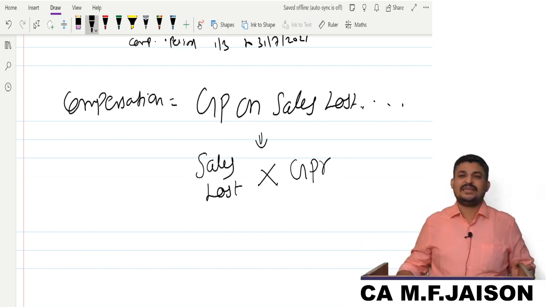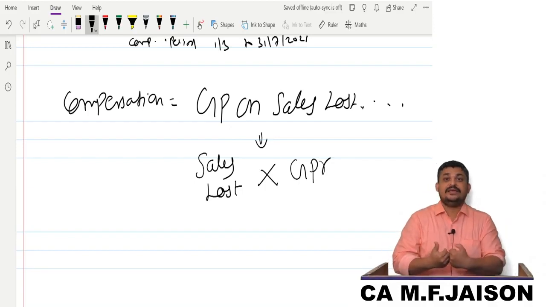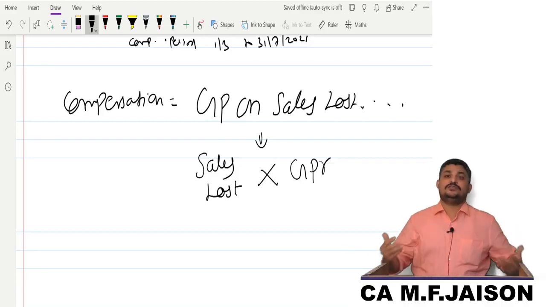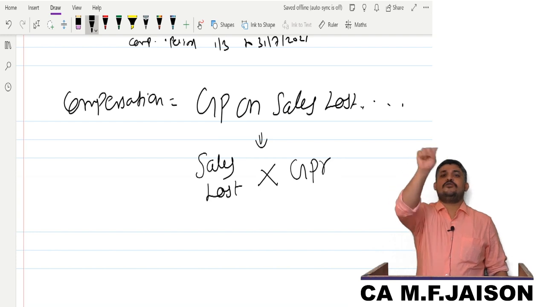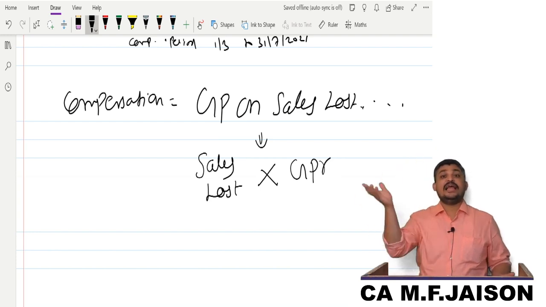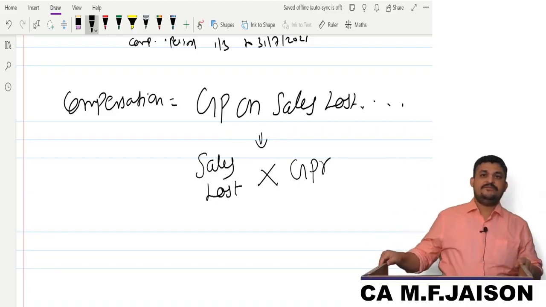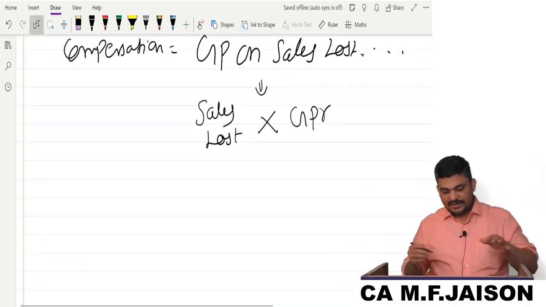Yes, sir. But here we have a slightly different discussion, because the term GP is not the GP that we normally refer to in our normal usage, which is nothing but the trading account balancing figure, or you can explain it as sales minus cost of goods sold. But here it is not that GP. We have a different definition for the GP. What is the different definition? So listen carefully, my dear friends.